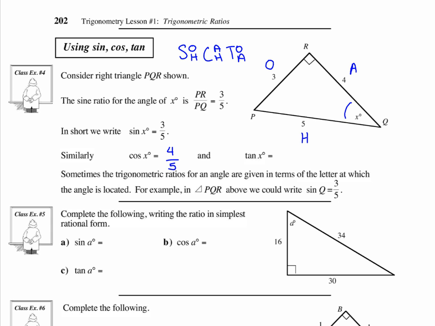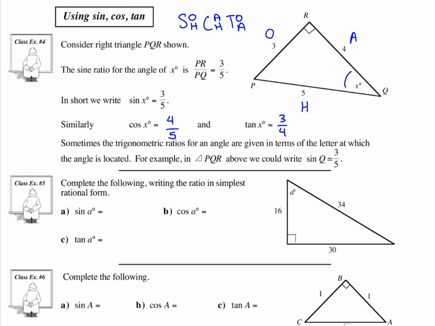Yeah. I got you. Tan, opposite over adjacent. 3 divided by 4. Got it. Okay? Because it would be opposite side divided by adjacent side. So if we know that ratio, our calculator can actually help us get the angle too.